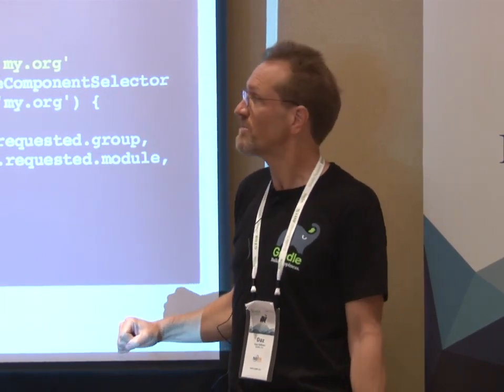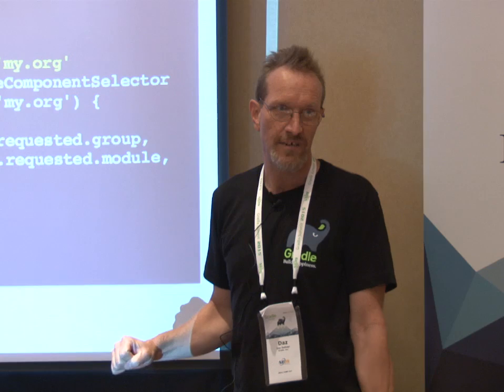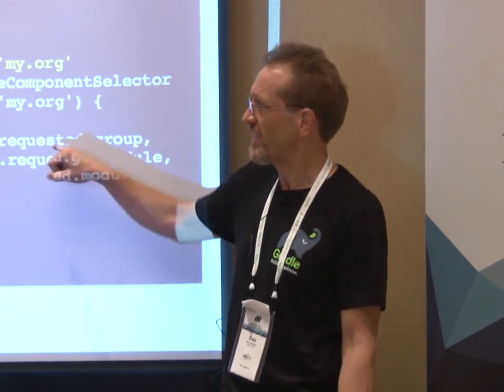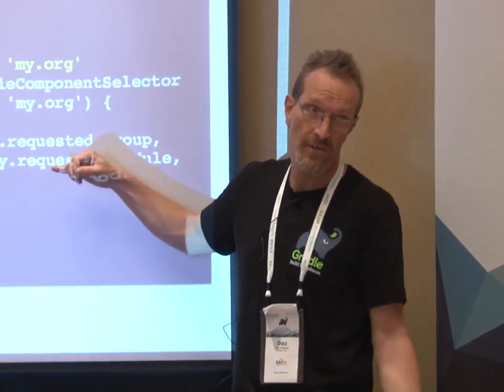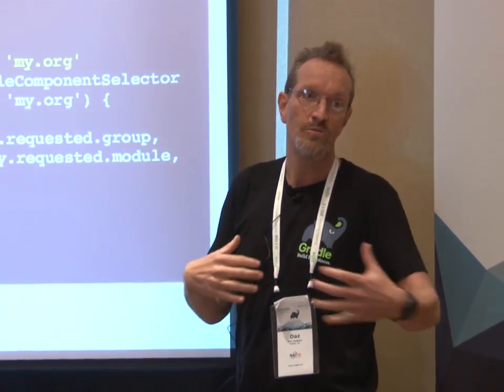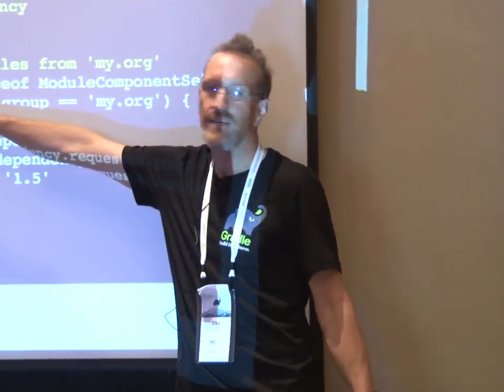So multiple rules can make changes. They all get the original input as their input, and they can all make changes, and the result is the accumulation of all of those. You can also ask for the target of the dependency.